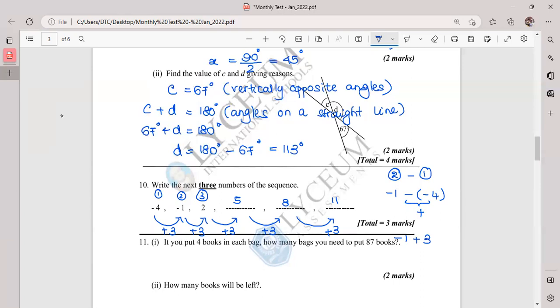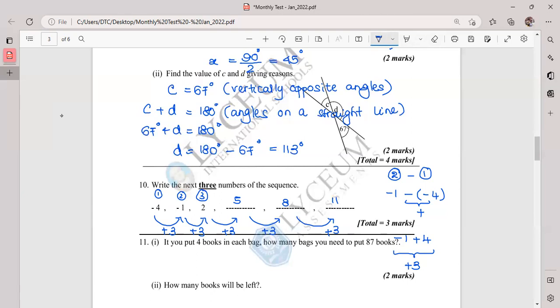Right? Sorry, positive 4. Sorry, it's a mistake. It should be positive 4. Then what will be the answer? -1, positive 4. When you have different signs, it is positive 3. That is how I found the gap.